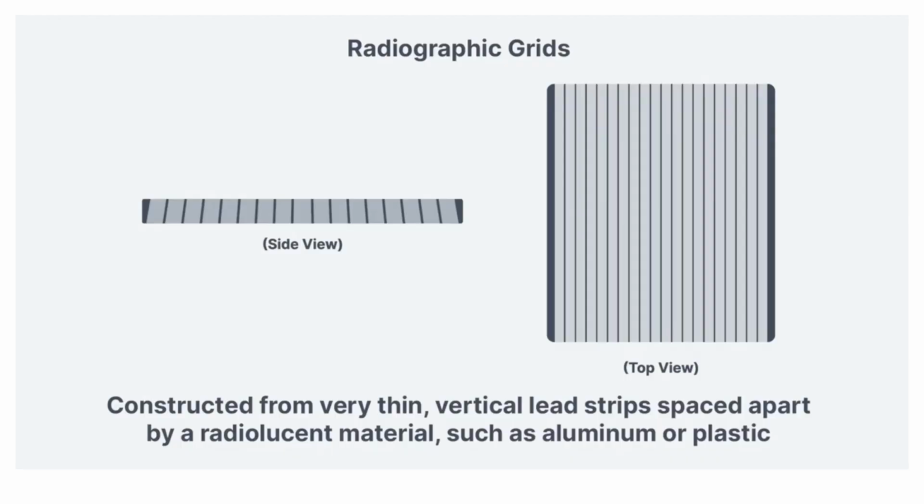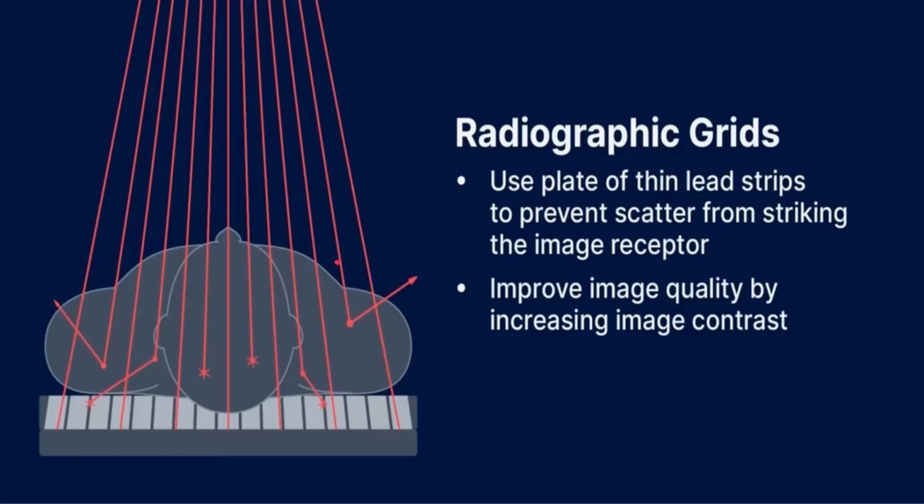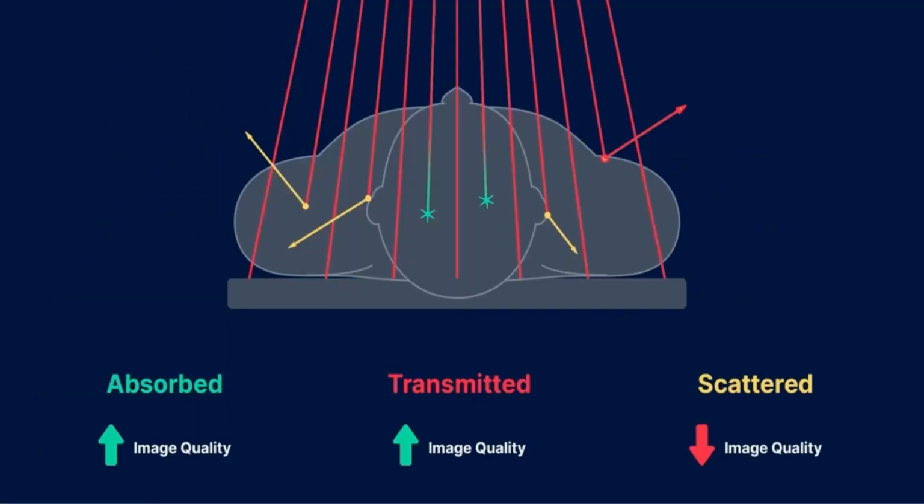When we talked earlier about radiographic grids being a form of scatter control, this is a picture of what a grid looks like. You can see it from the side view, and these dark lines right here are the lead strips. These are the vertical lead strips, and the space between them is the radiolucent material, such as aluminum or plastic. Radiographic grids use a plate of thin lead strips to prevent scatter from striking the image receptor. This improves image quality by increasing image contrast and reducing the fog that the image receptor can receive.